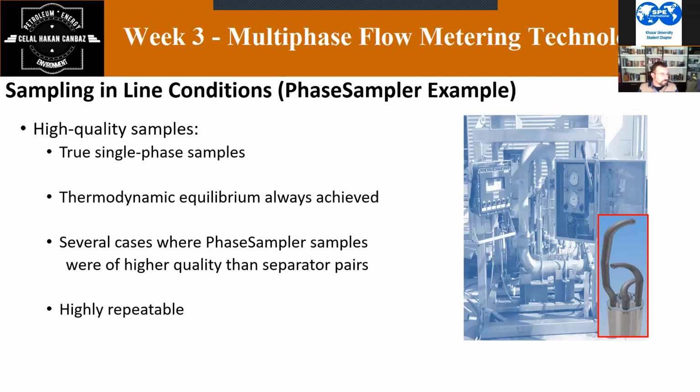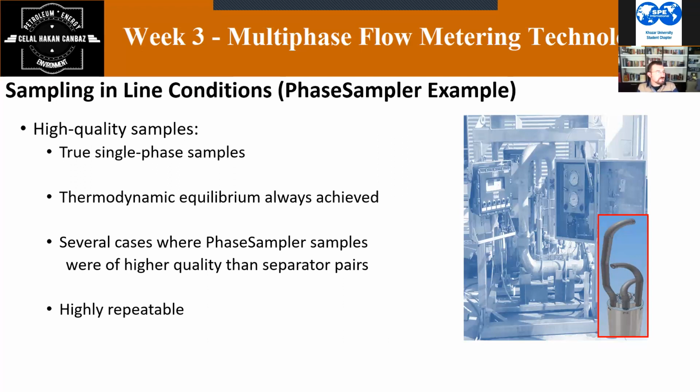Okay. So it enables you to get single phase samples, and thermodynamic equilibrium is always achieved. So what happens, for example, when you are taking it from your separator after separation? You have to recombine this. In here, you already got your sample and you are putting it directly into your PVT well site tool, and it gives you the result directly, without any recombination.